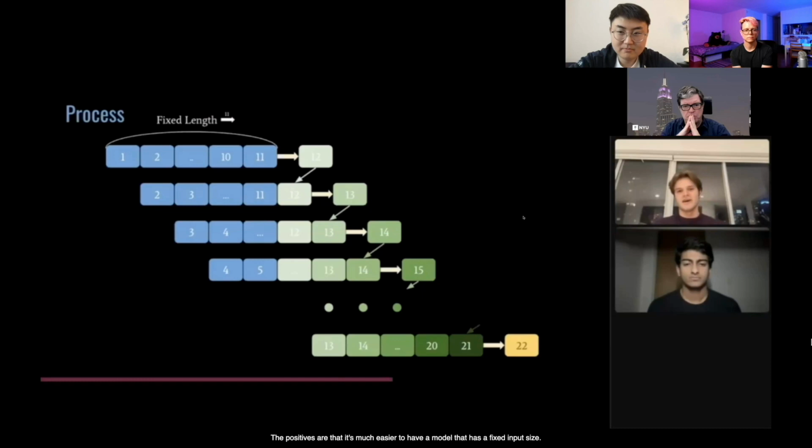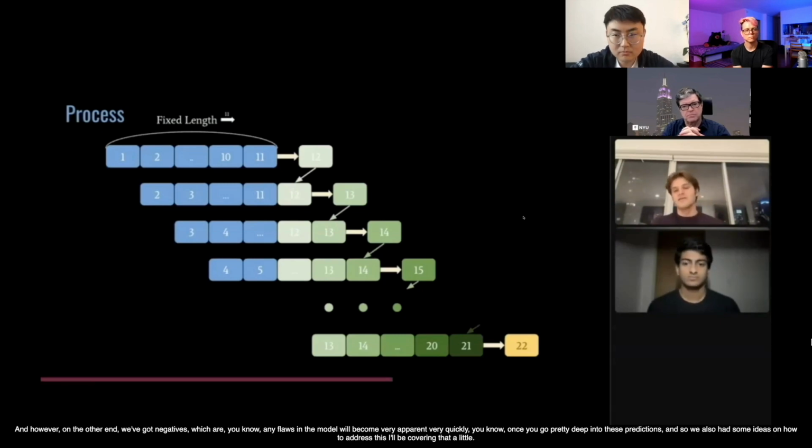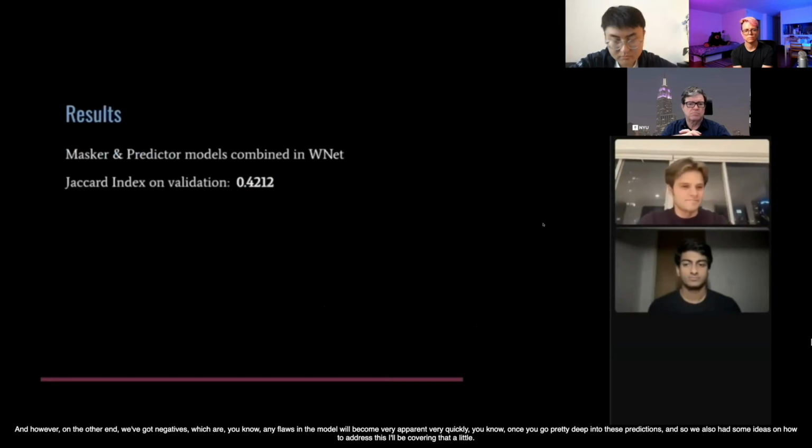Now the positives are that it's much easier to have a model that has a fixed input size. So we can keep this model with a sliding window of 11 masks coming in and out, and we keep on feeding the last generated image into that sliding window. However, on the other end, we've got negatives, which are that any flaws in the model will become very apparent very quickly once you go pretty deep into these predictions. We also had some ideas on how to address this, but I'll be covering that a little later.